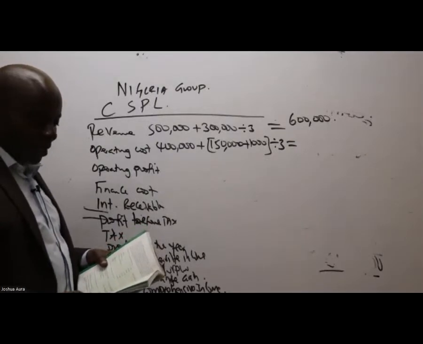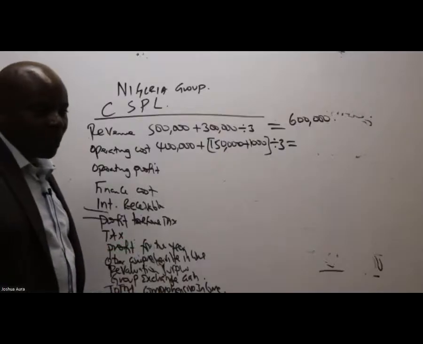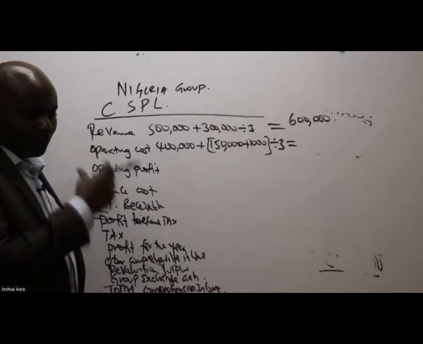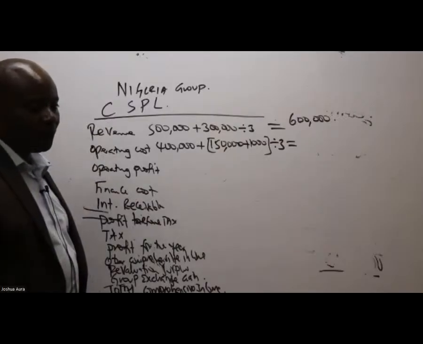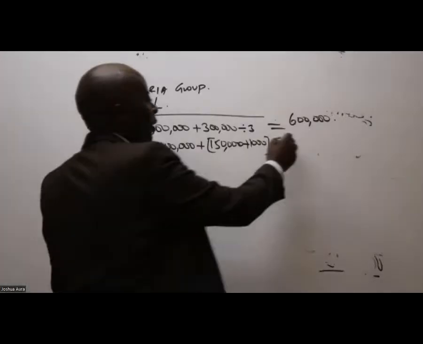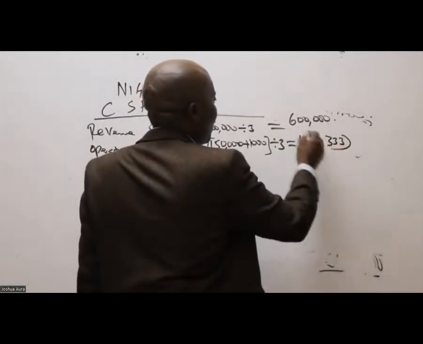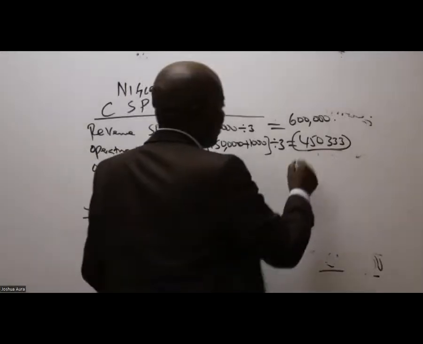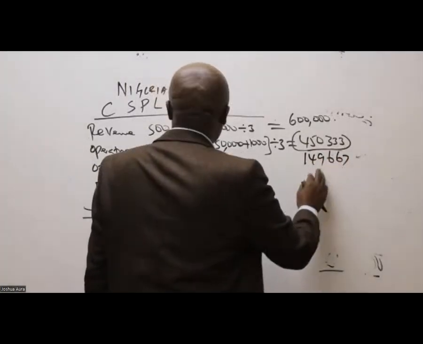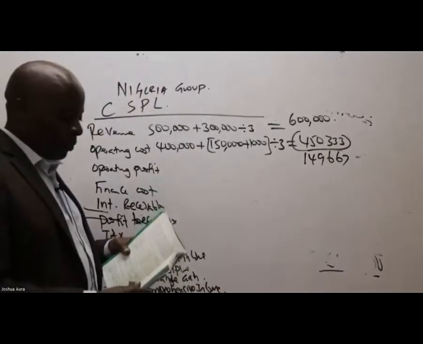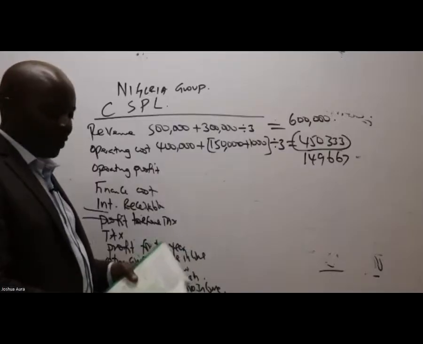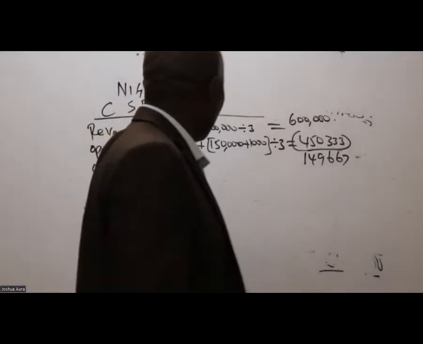Time is not on our side. Please hurry up. You have 450,333. If you subtract here, now we shall be able to get our operating profit of 149,667. Can you kindly confirm this operating profit? 149,667. Yes. So from there we go to the finance cost.